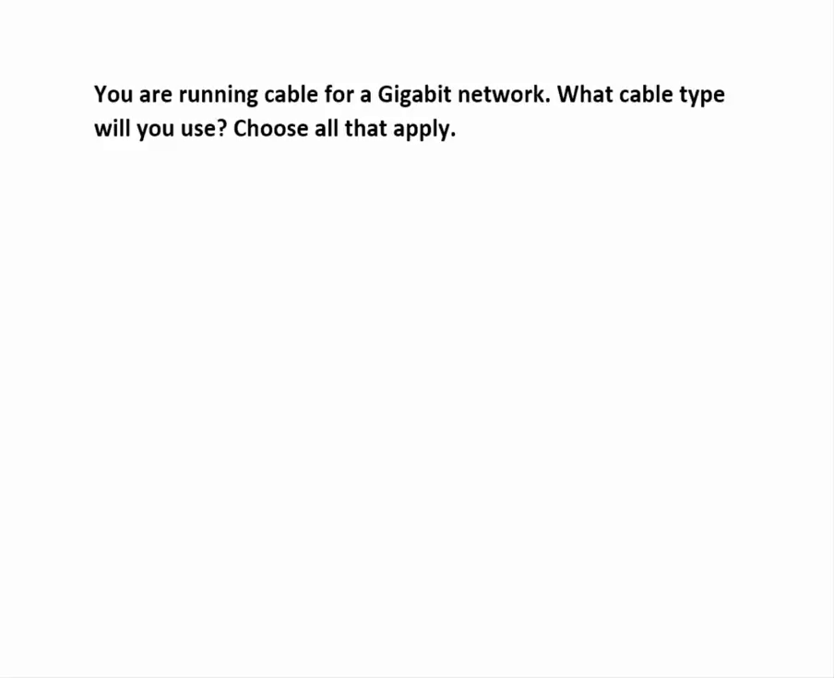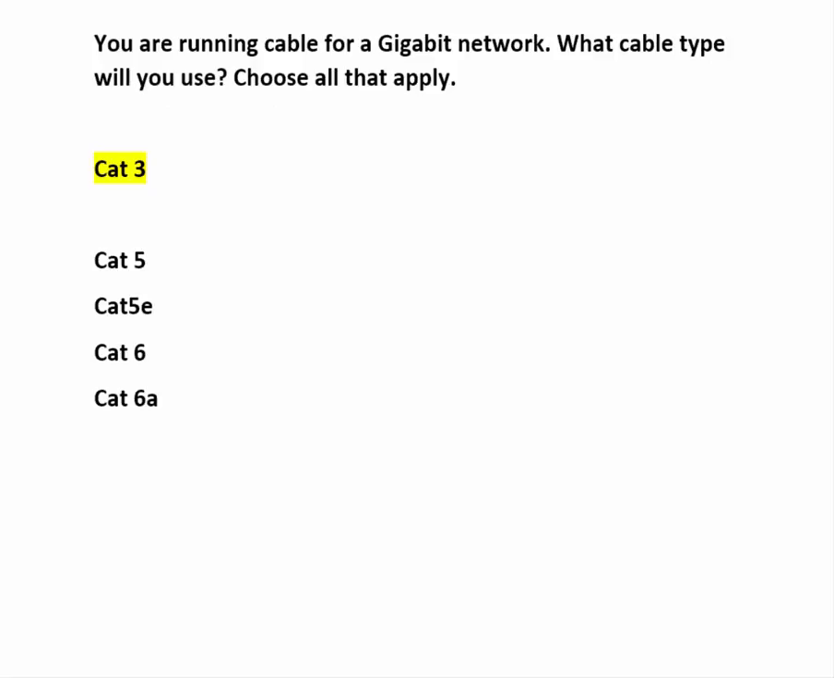The last question in this group is, you're running a cable for a gigabit network. What cable type will you use? Choose all that apply. We can see from the responses, Cat3 can support a maximum speed of 10 megabits per second. Cat5 is not recommended in gigabit applications. It supports a bandwidth of 100 MHz or 100BASE-TX.